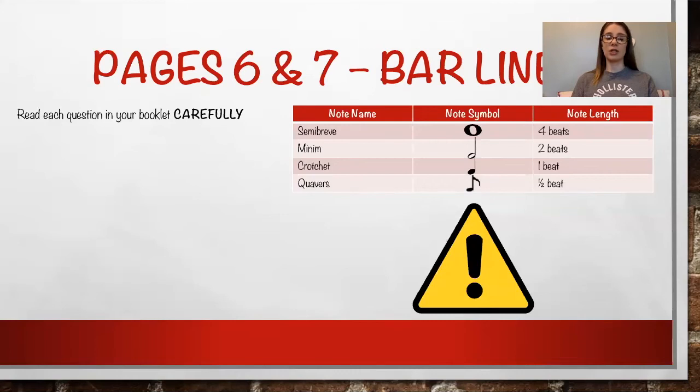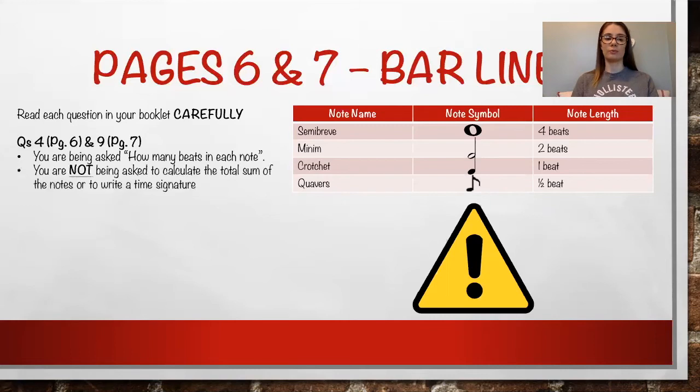Read each question in your booklet very carefully. Questions 4 on page 6 and 9 on page 7. You are being asked how many beats there are in each note. You are not being asked to calculate the total sum of the notes or to write a time signature. Look out for the dot and revisit slides 8 to 12 for a reminder.